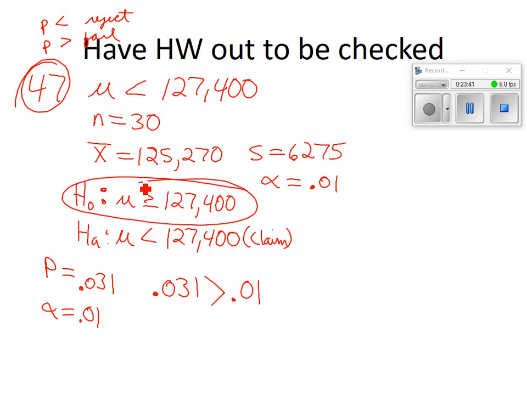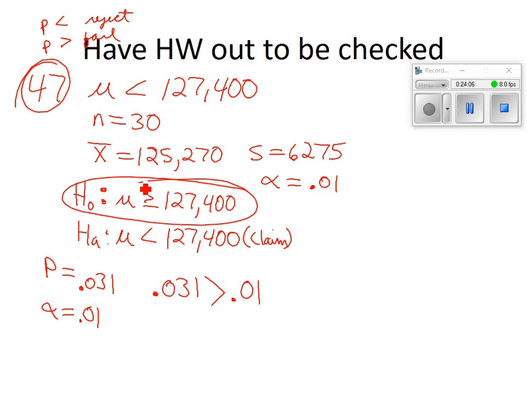Now, let's see what the explanation says. It says we cannot reject H0. Oh, yeah, because we fail to reject it. All right, so we fail to reject that, so we can't say for sure that with a 1% level of significance it's going to work out that way.